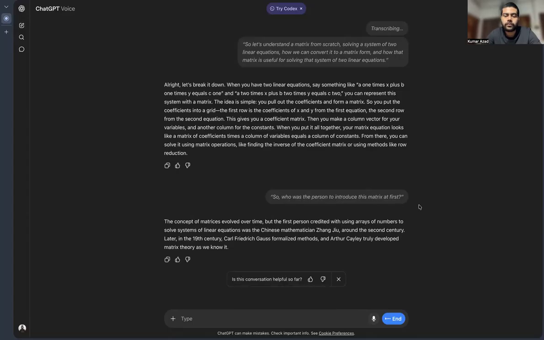So, what was the main contribution from the side of Gauss? And what do you mean by formalized methods?